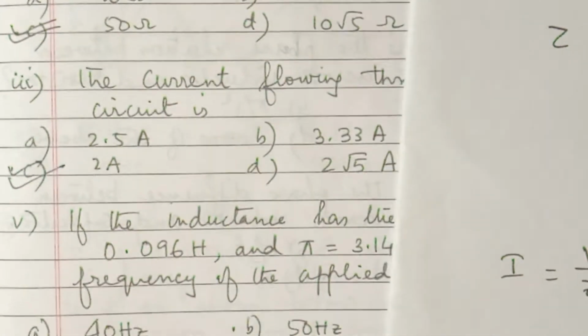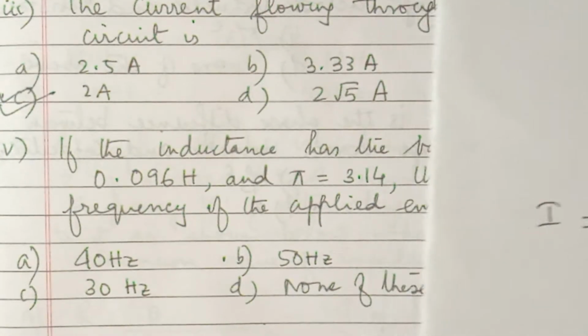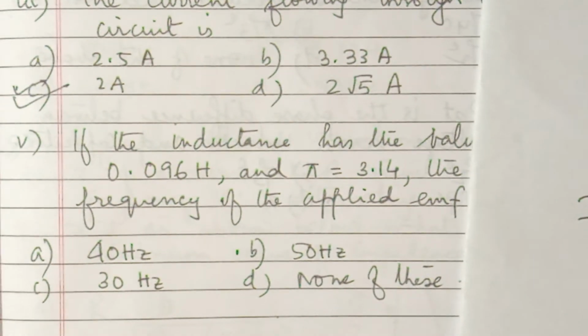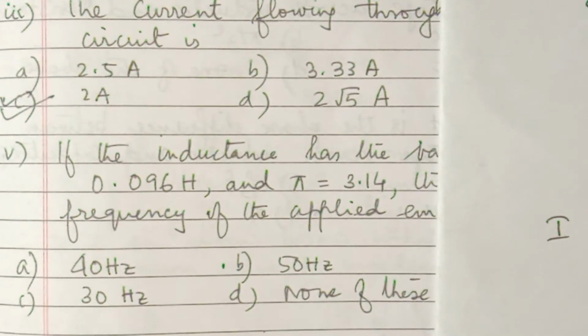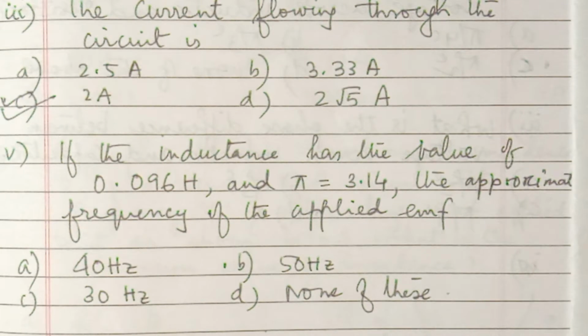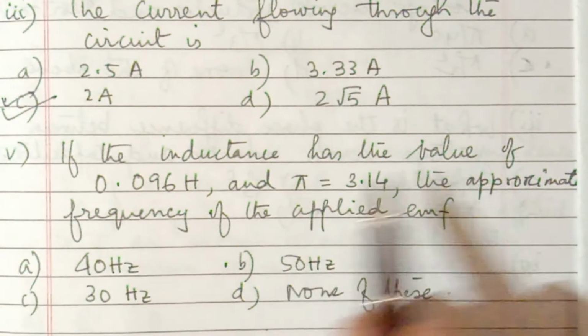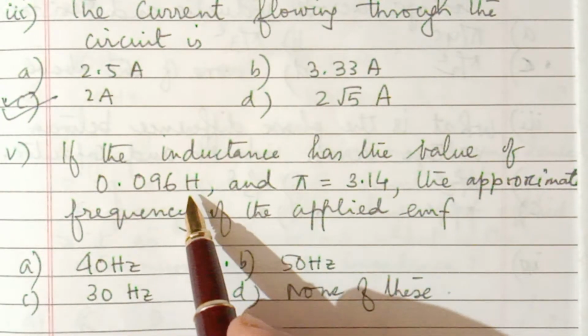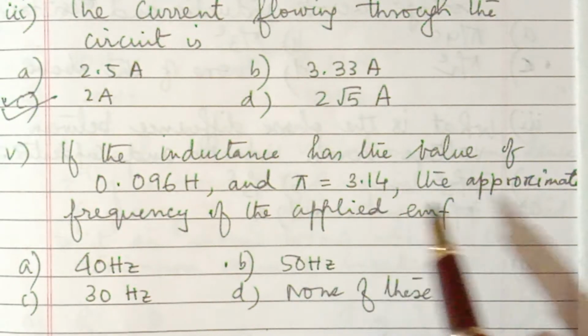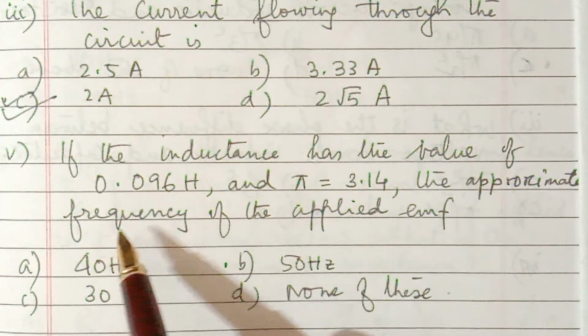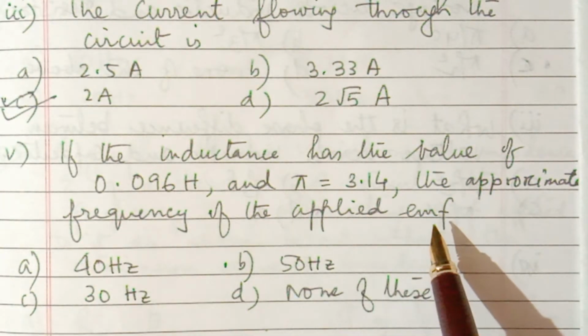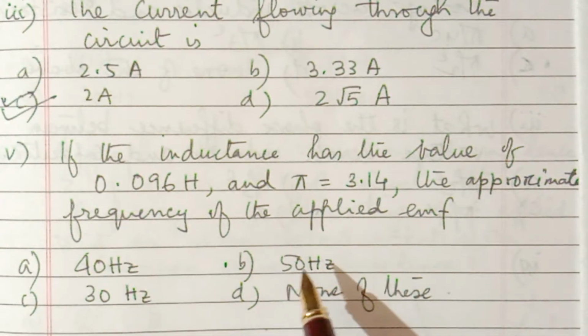Okay, now next we have the fourth part. If the inductance has the value of 0.096 Henry, and the value of pi is given, what is the approximate frequency of the applied EMF? 40 Hertz, 50 Hertz, 30 Hertz, or none of these.